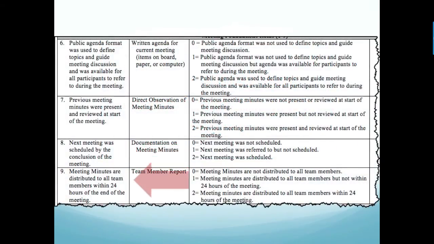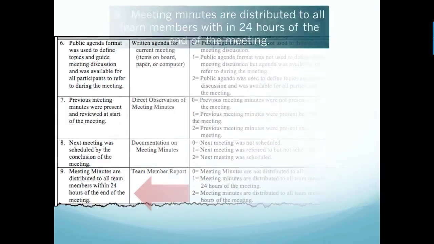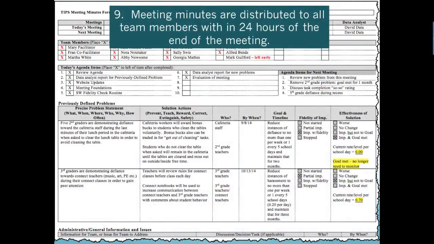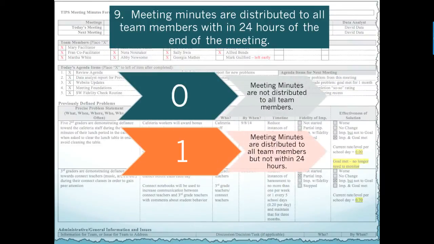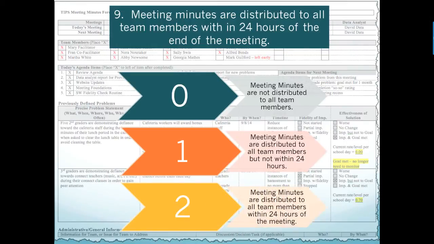Item number 9 talks about sharing the meeting minutes form after the meeting. This can be accomplished simply by emailing the meeting minutes out to team members, posting to a shared drive, or housing in a cloud. A score of 0 is to reflect that these meeting minutes have not been shared with all team members. A score of 1 will say that they've been shared but not within 24 hours of the meeting. And a score of 2 reflects that meeting minutes are distributed to all team members within 24 hours of the meeting.